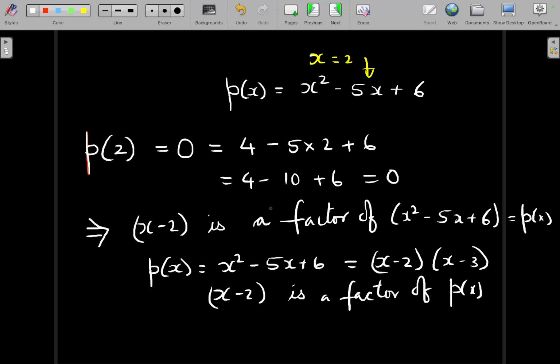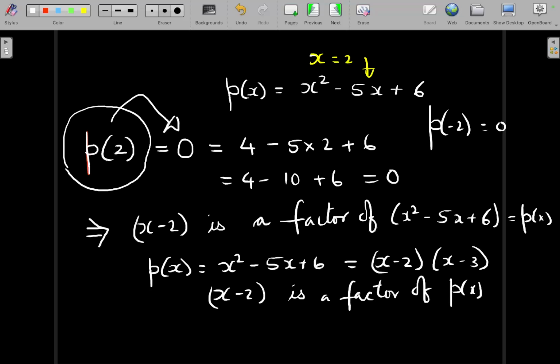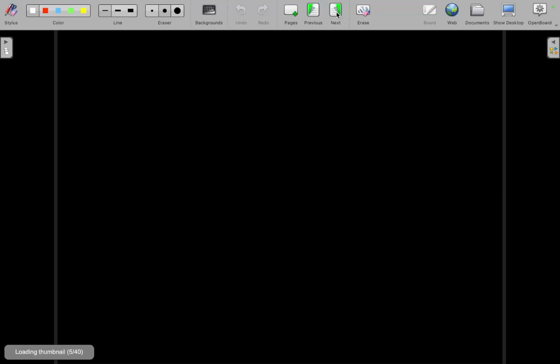I just took a simple example. In other words, if you get p of something as 0, then x minus 2 is a factor. By the way, if p of minus 2 is 0, this would imply that x plus 2 is a factor. Now, interestingly, the proof is almost on identical lines.